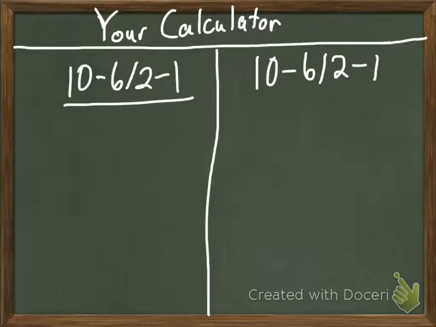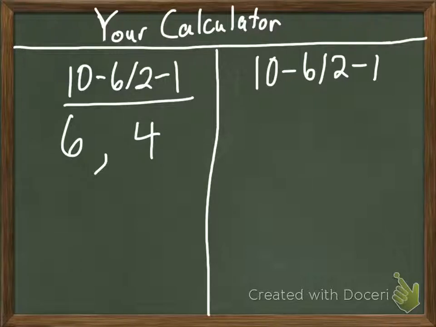Now, some of your calculators should give you six. You should get 6. But, unfortunately, your calculator may not give you 6. Your calculator may give you 4. Well, which one is the right answer?